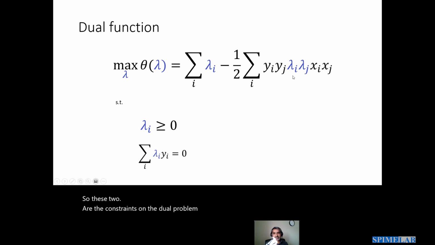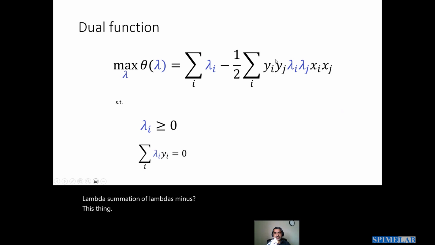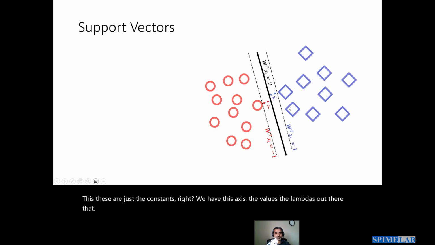And we can now see that everything is in terms of lambda, summation of lambdas minus this thing. These are just the constants, right? We have the x's, the values, and the lambdas are what we need to solve this for.